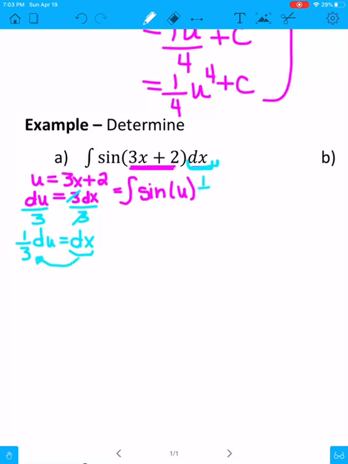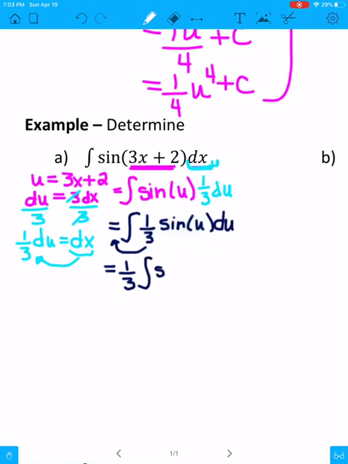So now instead of a dx, I'm going to replace dx with 1/3 du. So I get 1/3 du back here. Well, that's way harder to take the derivative of, so what I'm going to do is put the 1/3 in the front: 1/3 sine u du. And the cool thing is, if you just have a coefficient, the coefficient can come in front of the integral symbol. So you can go 1/3 integral of sine u du. So now all we have to take the antiderivative of is sine u.